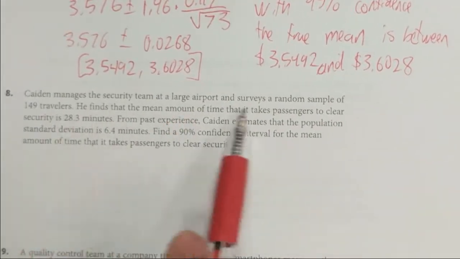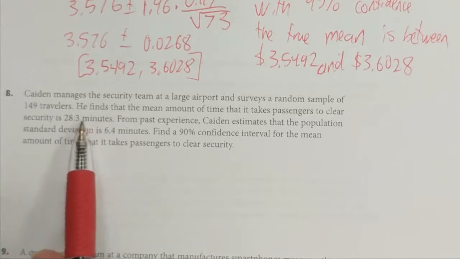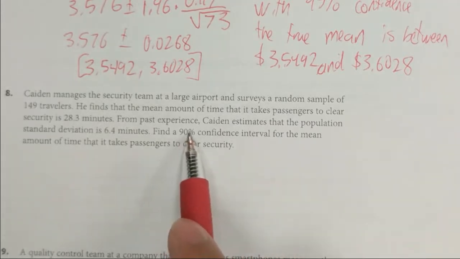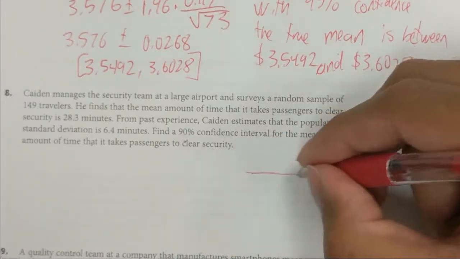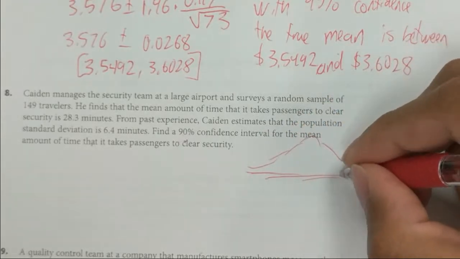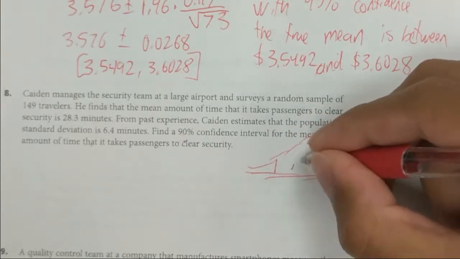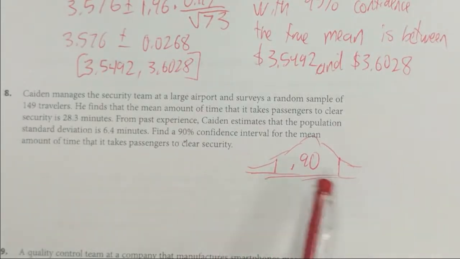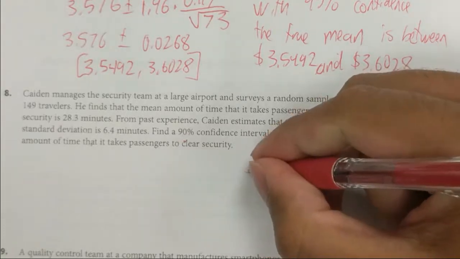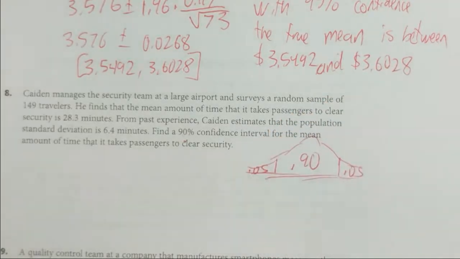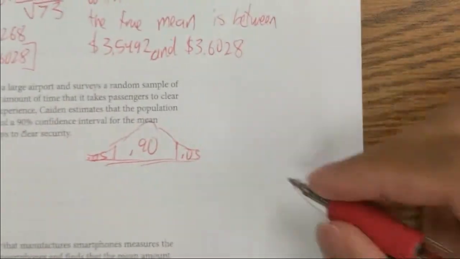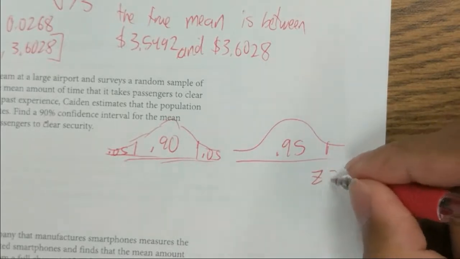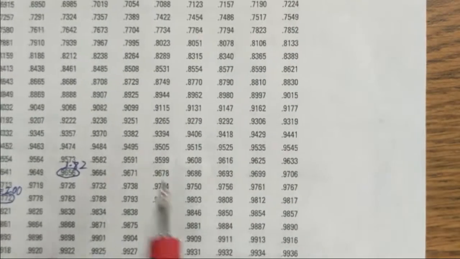Okay, so again, this is sample mean because the data is numerical. It's the amount of time, which is a number of minutes. This time we're looking for a 90% confidence interval. So that means the middle 90%, which leaves 10% combined on both sides. You split that in half to get 0.05 in each tail. So what we're going to look up on the z table is 0.95.